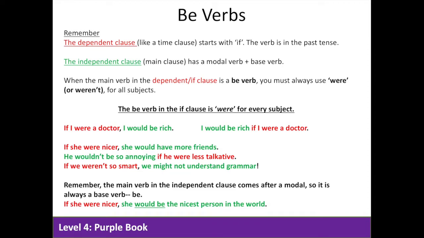When the main verb in the dependent or if clause is the be verb, you must always use were or weren't. This is for all subjects. This is really important to keep in mind.